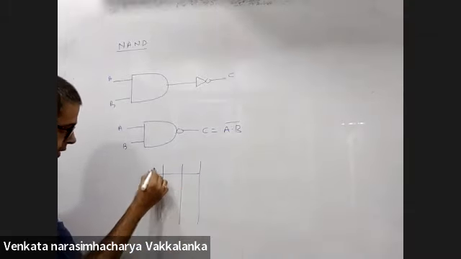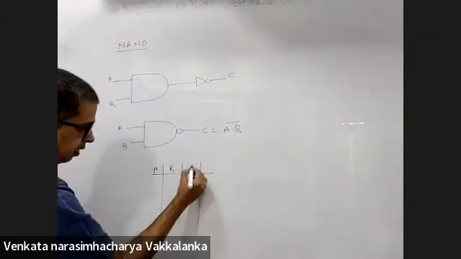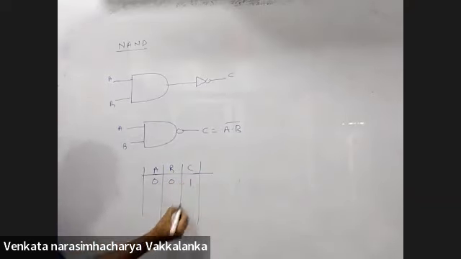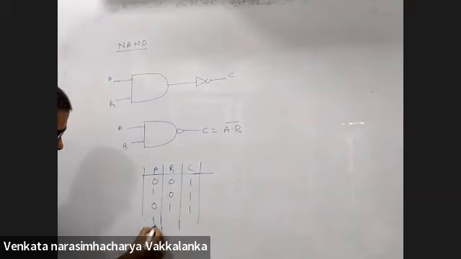Truth table: A, B, C. 0, 0 will turn out to be 1. 1, 0 will turn out to be 1. 0, 1 will turn out to be 1. 1, 1 will turn out to be 0. Not AND gate.